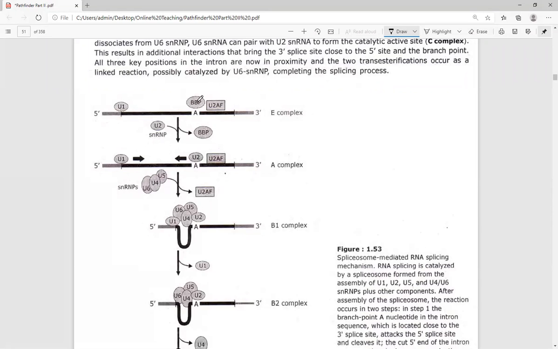Now the branch point binding protein will be released, and the U2 snRNP will bind and move towards U1, leading to the formation of the first lariat-like structure. This is already shown in the Pathfinder. So this complex was referred to as the E complex. E here refers to the early complex which is produced. This is commonly referred to as the early complex. Okay, let us have a visualization.